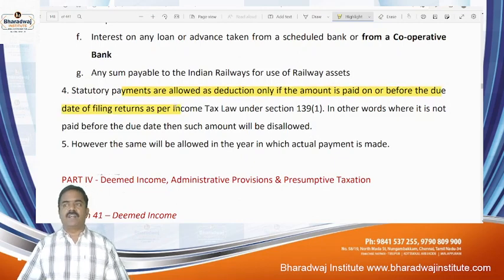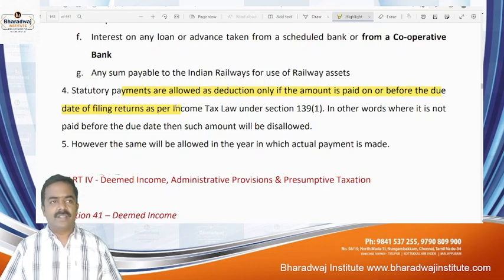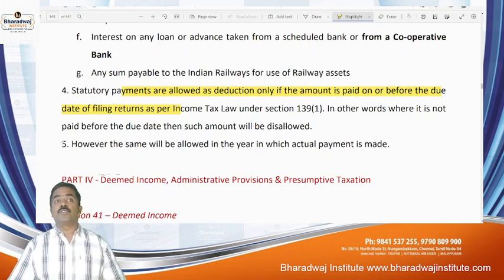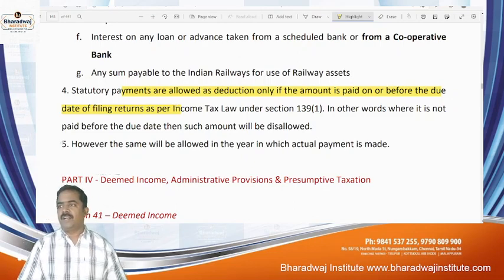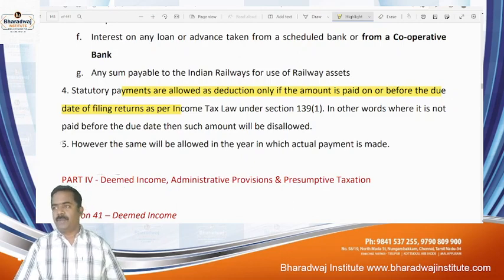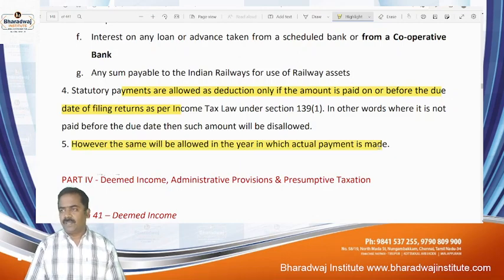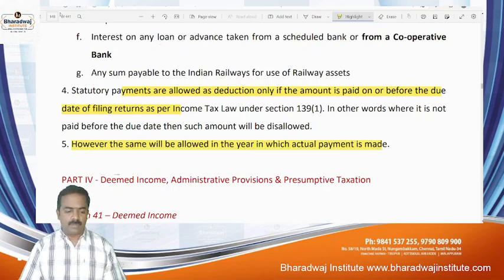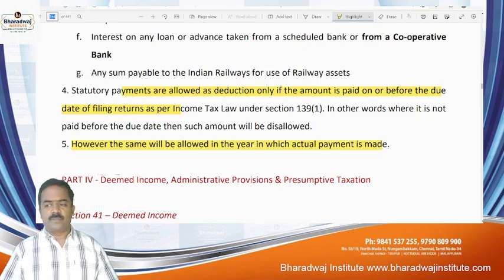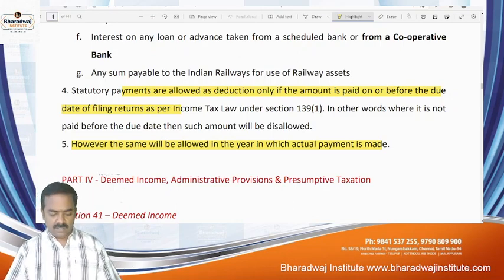If you have not paid before the due date of filing of return, what can you do? You can claim the deduction. Suppose you have not paid the money and you pay it later on, deduction can be claimed in the year in which the actual payment is made. Now come back to the problem. Which page number? Assessment of firms. Page number 380.